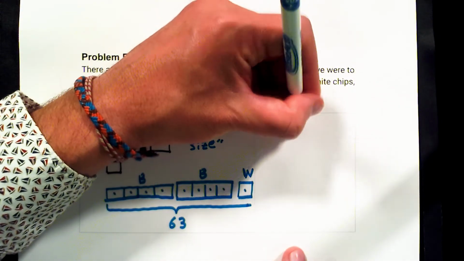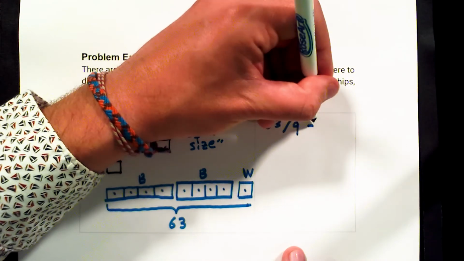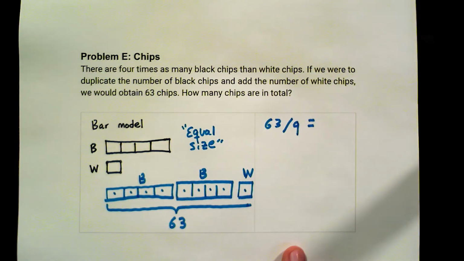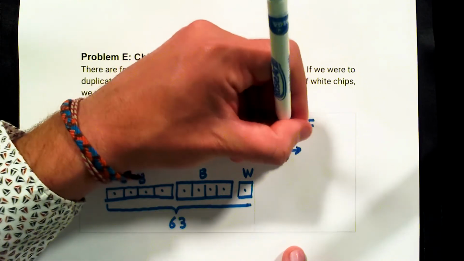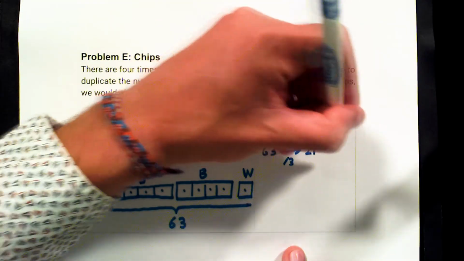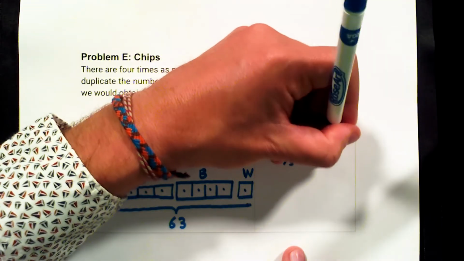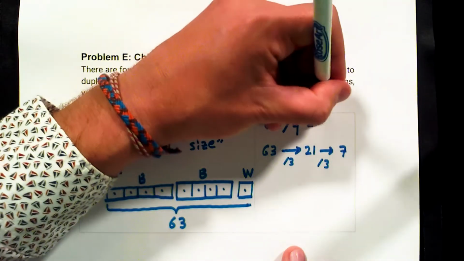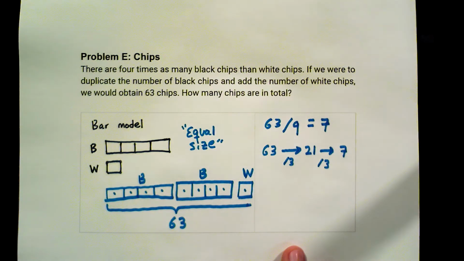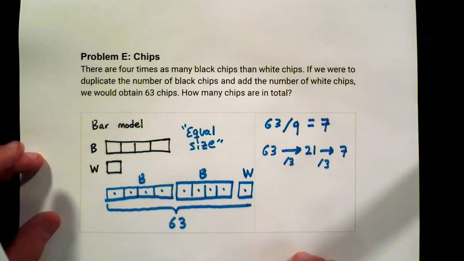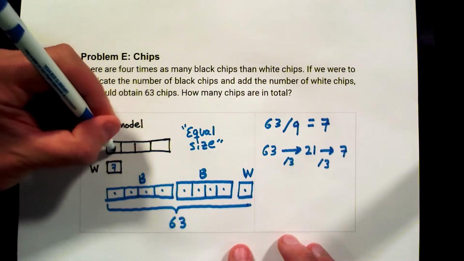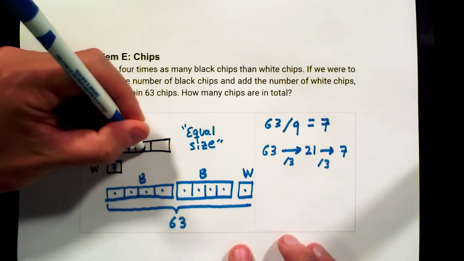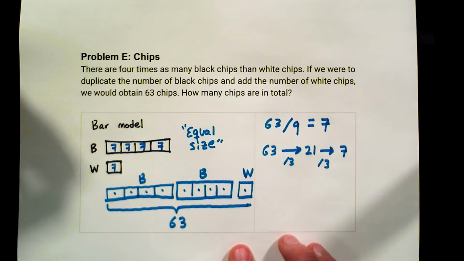So 63 divided by 9. Dividing by 9, you can divide by 3 and then divide by 3 again. So 63 first divided by 3, that's 21. And then let's divide by 3 again, that's 7. Or you could use the knowledge of multiplication tables, 9 times 7, 63. But the point is that we know now that each of these pieces is worth 7. So there's 28 black chips and just 7 white chips.